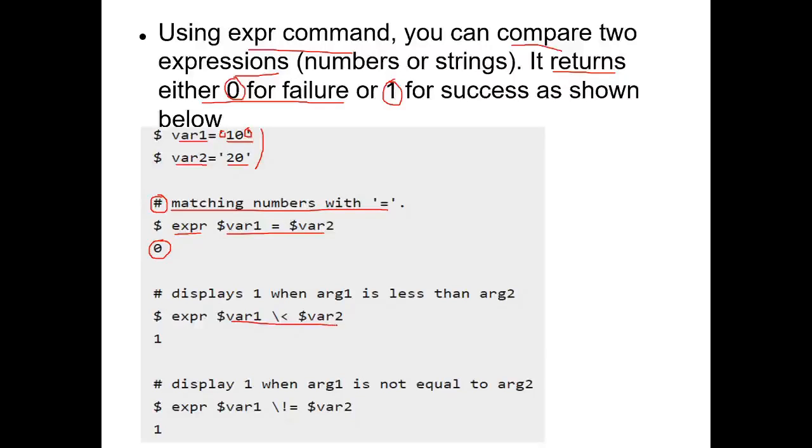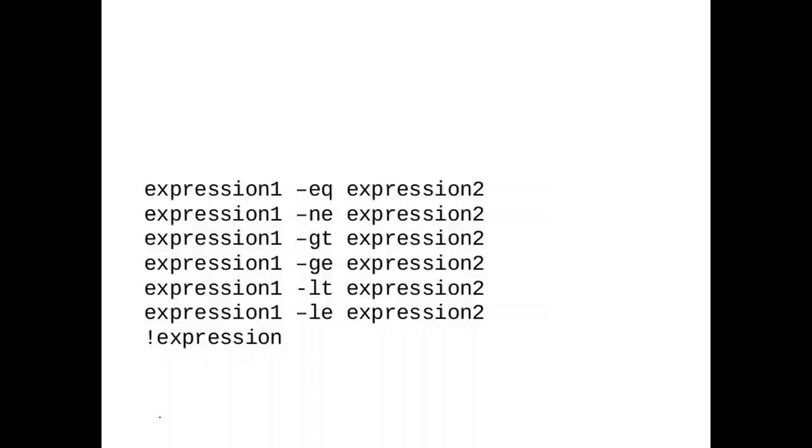You can also use less than when you want to compare whether variable 1 is less than variable 2. Then it is returning 1, that is, yes, 10 is less than 20. And see, variable 1 is not equal to variable 2. Yes, 10 is not equal to 20, so it is going to return 1. So we can also use the expr keyword to compare the values, with various operators.